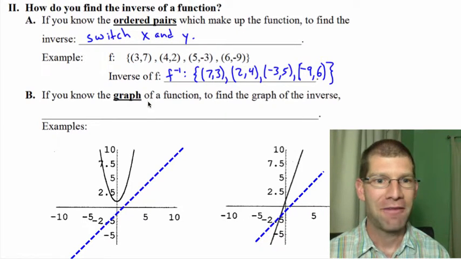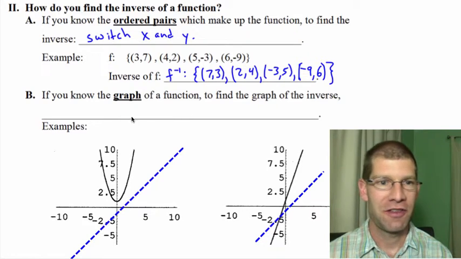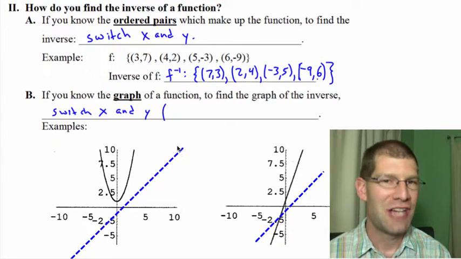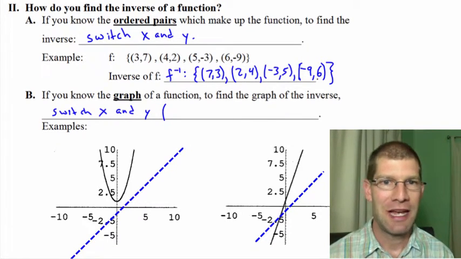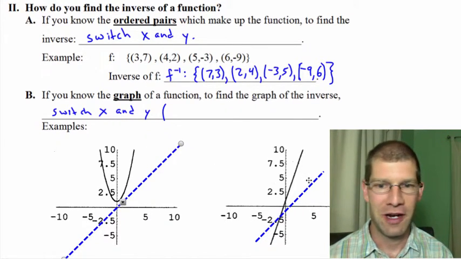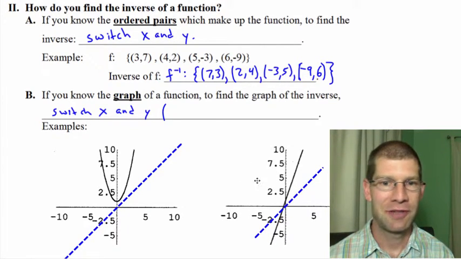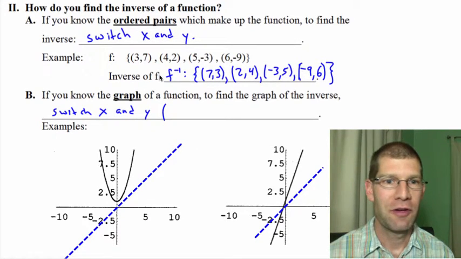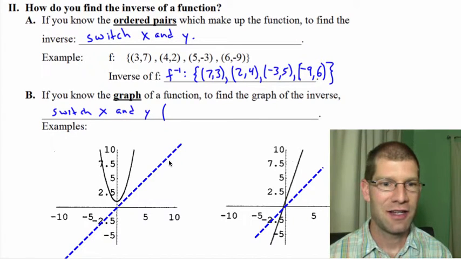If you have a graph of a function, to find the inverse of the graph, do the same exact thing. You switch x and y. If you think back to geometry, you can save a lot of time, and I'm giving it away a little bit here by having my dashed lines. When you did reflections and rotations in geometry, switching x and y was what you did when you reflected across the line y equals x.